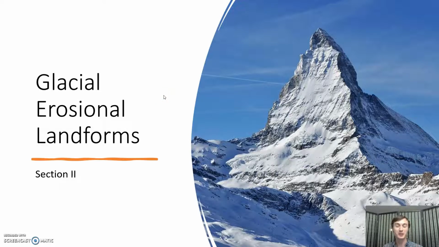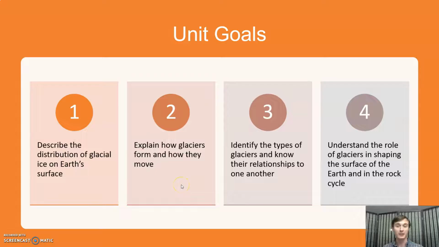So in this section we focus on glacial erosional landforms, like one we see in the picture here, Matterhorn. In our first unit we covered these first 3 unit goals here. What is the distribution of glacial ice on the Earth's surface? How do glaciers form and how do they move? And what are our basic types of glaciers and the relationships they have to one another? And the whole rest of the unit is dedicated to this last objective here. What is the role of glaciers in shaping the surface of the Earth?